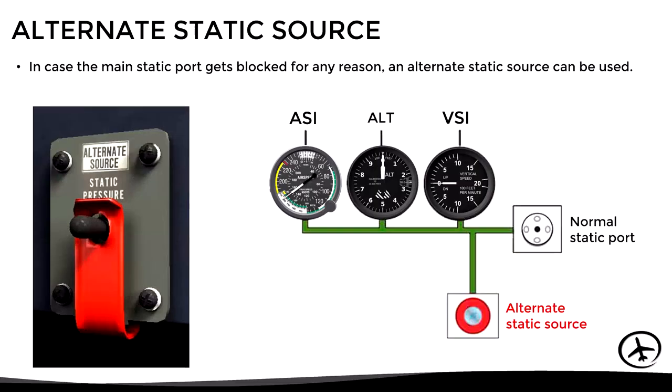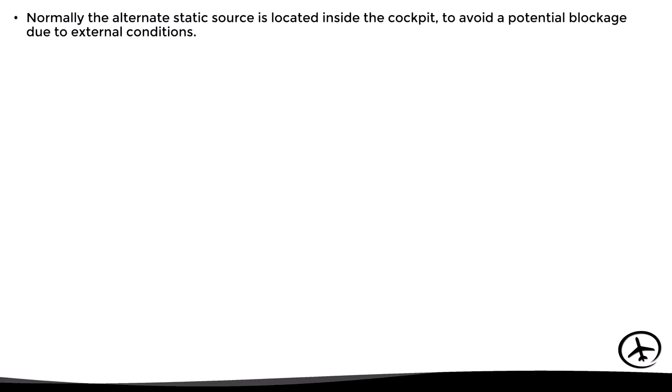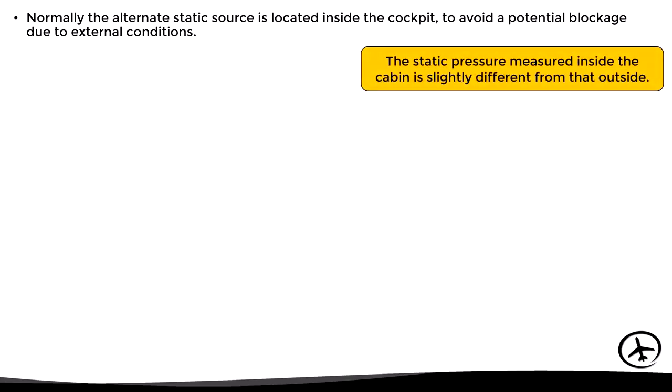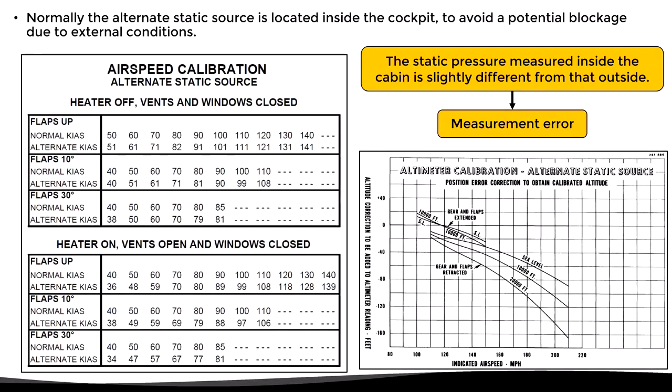However, this alternate static port has a peculiarity, and it is that it is normally located inside the cabin to avoid a potential blockage due to external conditions. In principle, this is a pretty good design. However, the problem is that the static pressure measured inside the cabin is slightly different from the exterior static pressure, so then we will have a slight error in the measurement. This error is taken into account in the calibration tables. However, make sure that the calibration table you are using is for alternate static source instead of the normal one.